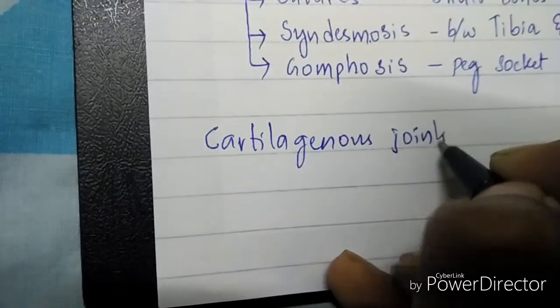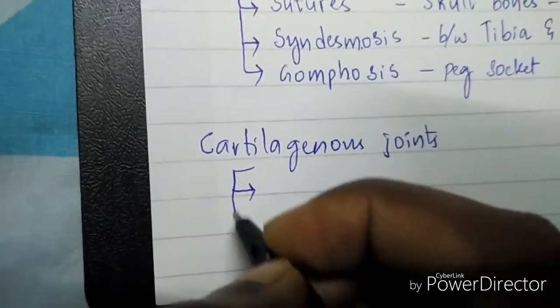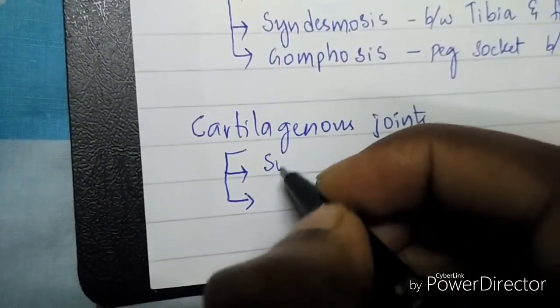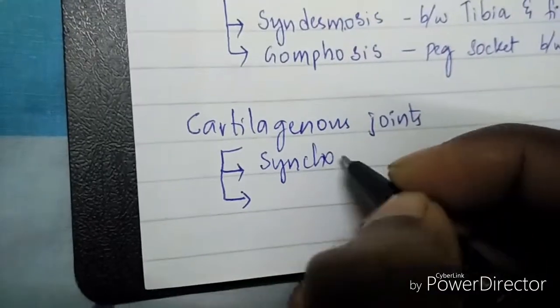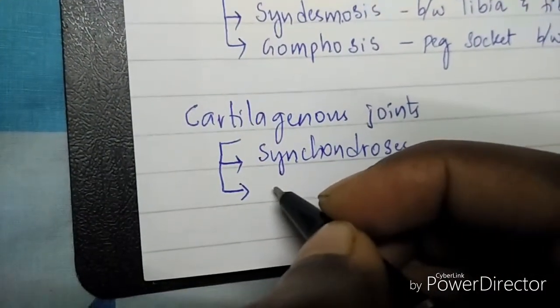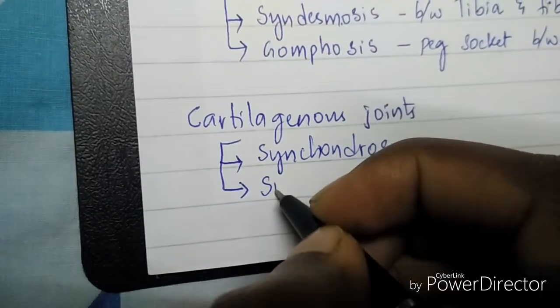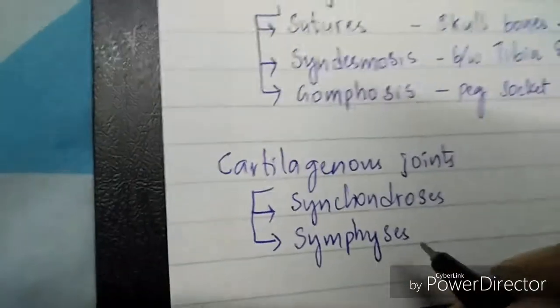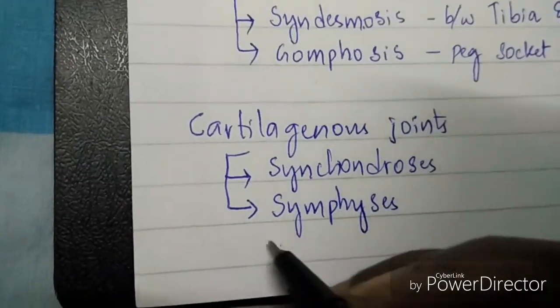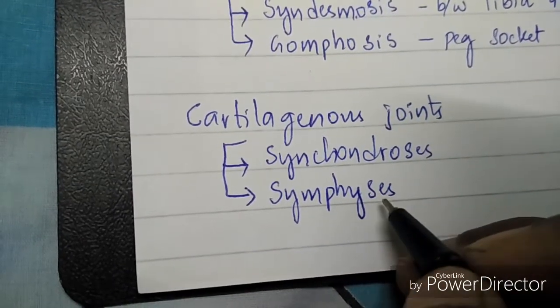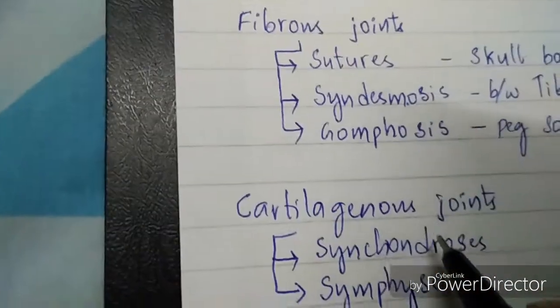Cartilaginous joints. It is fairly simple. There are two types of cartilaginous joints: synchondrosis, as you can expect, and symphysis. Remember, if I put I as in symphysis, it is singular. If I put es, it is plural. It is the same with synchondrosis, this is the plural form.